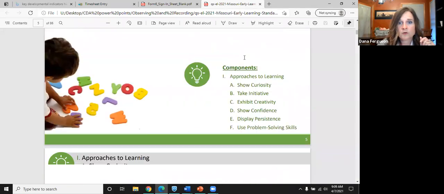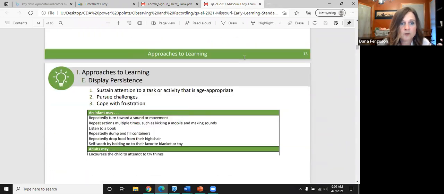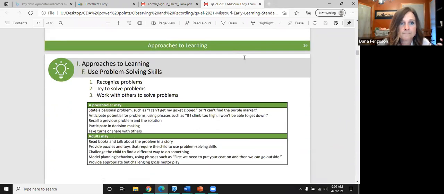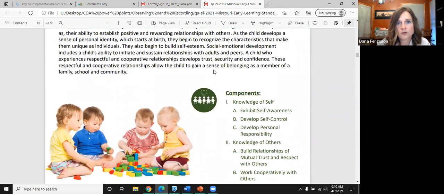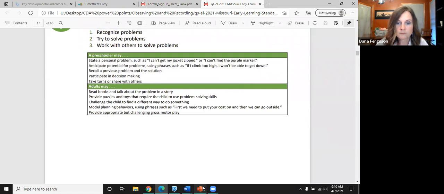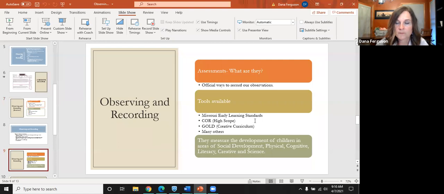And then once you get through approaches to learning, there's another domain. Let me get down here really quick. Social emotional. Okay. So it's going to take you through all these different areas of development that children need and break them down for you, where you can really just focus in on where they're at developmentally and where you need to take them.